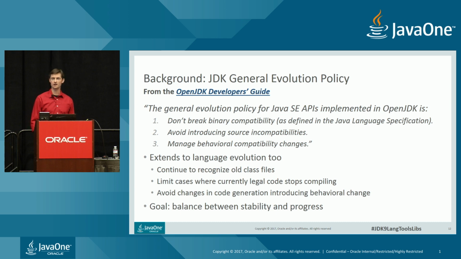Now, this philosophy applies to the API changes we make in the platform, but it also applies to the language features we have. For instance, because of this policy, we still recognize old version 45.3 class files generated by Java 1.0 over 20 years ago. We limit the cases where legal code stops compiling in newer platform releases, and we want to avoid changes in the semantics of code generation when recompiling. So as with any sort of compatibility policy, one of the trade-offs here is finding the right balance between stability and progress.